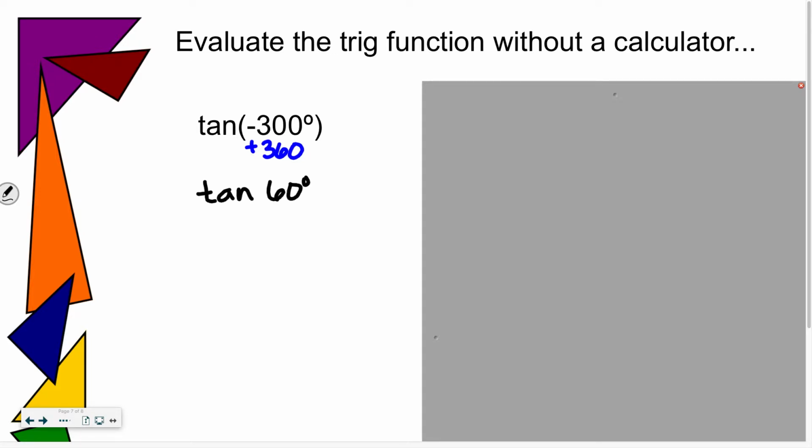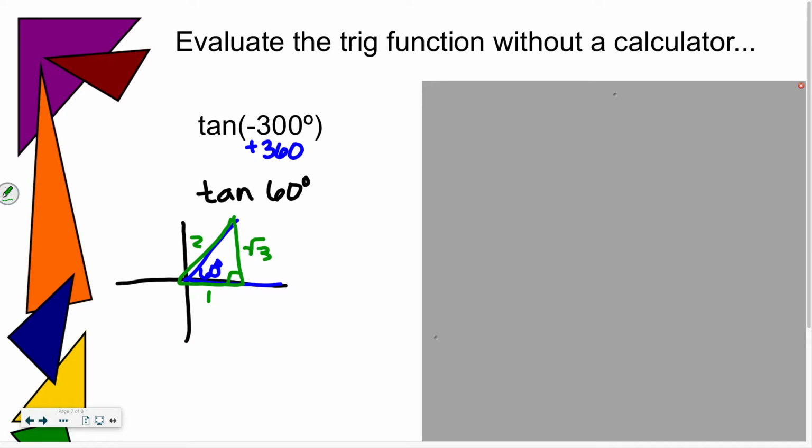Oh, well, this is kind of nice, right? It's quadrant 1, where everything is positive. So this is not too bad. I just have to draw my angle. This is 60 degrees. I could go ahead and draw my triangle and label my sides: 1, square root 3, and 2.